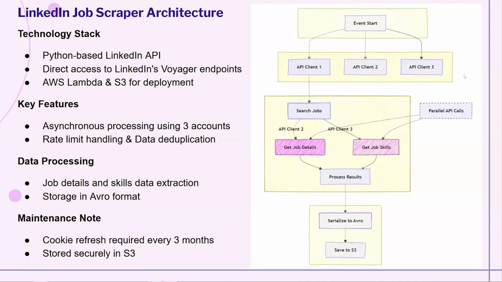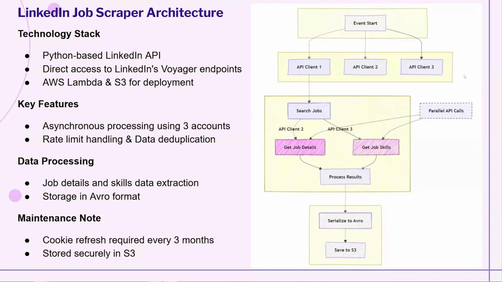Then we use cookies to authenticate to avoid login challenges. The cookies will be updated manually every three months. We've also implemented asynchronous processing using Python's asyncio package to parallelize these API calls. And finally, we've added configurable delays of 2 to 4 seconds between requests to respect LinkedIn rate limits.